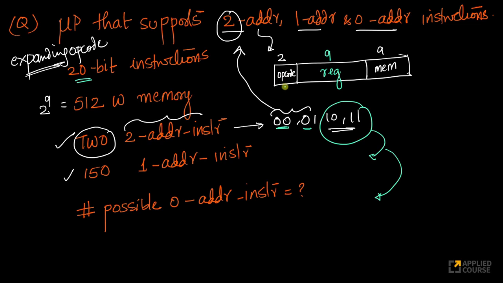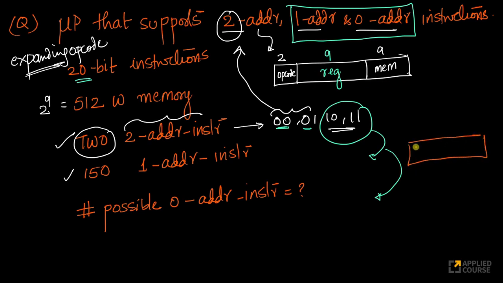I'm left with 2 options, because out of the 4, 2 are taken by the 2 address instruction. So how many possibilities am I left with for 1 address and 0 address? First, let's look at it from the perspective of 1 address. So what will 1 address look like? Let me erase this. This is your 2 address format, right? How will your 1 address format look like? Your 1 address format will look like this.